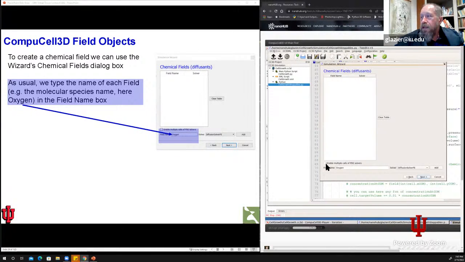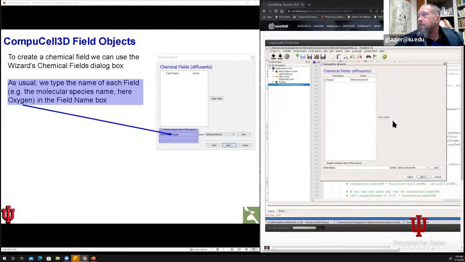There's also this button, enable multiple calls of PDE solvers. The numerical methods that we use are not absolutely stable, and so occasionally you have to tell the system that it needs to use a higher resolution than it would by default. That's what that button is for. In the old days, you had to do all of that by hand. Now it does it pretty well, so you should be okay with it. So we'll hit add.